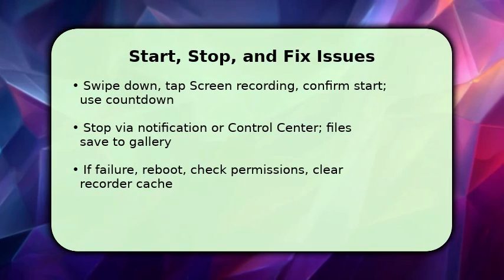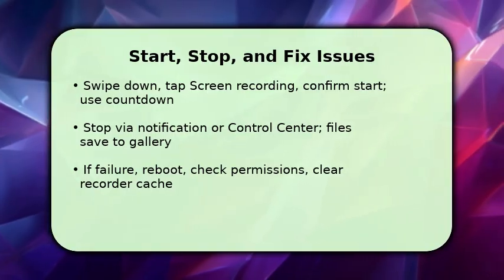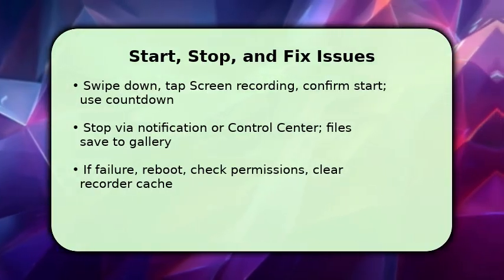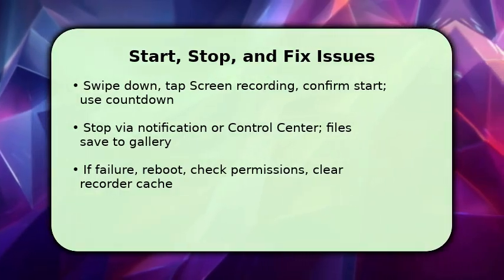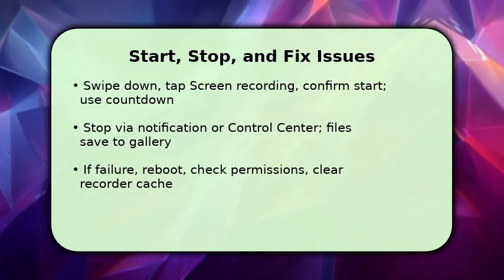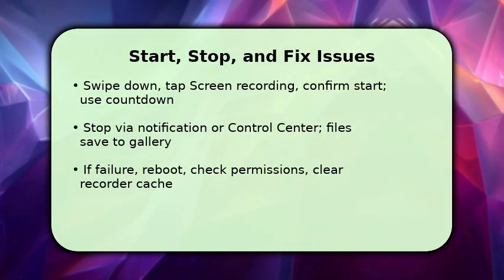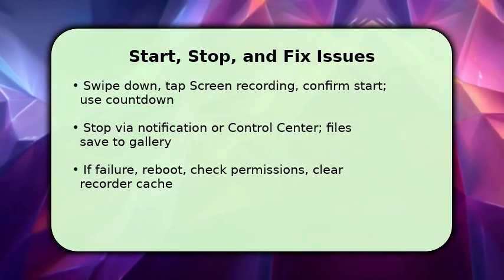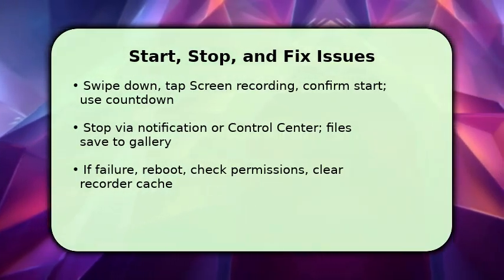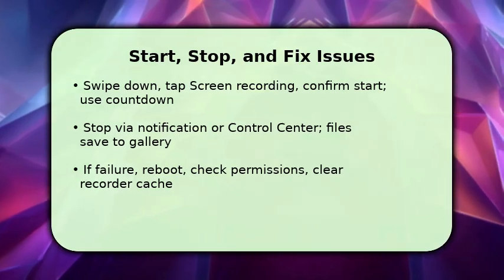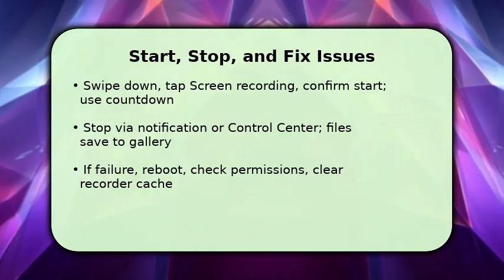To record, swipe down and tap the screen recording tile. You'll see a countdown and then recording begins. Narrate or perform actions, and when finished, stop recording from the notification shade or control center. Your video saves automatically to gallery under recordings. If recording fails, first reboot the phone, then recheck permissions for microphone and storage, and clear the recorder app cache. These quick fixes resolve most problems. Finally, review the file to ensure audio and video synced as expected.